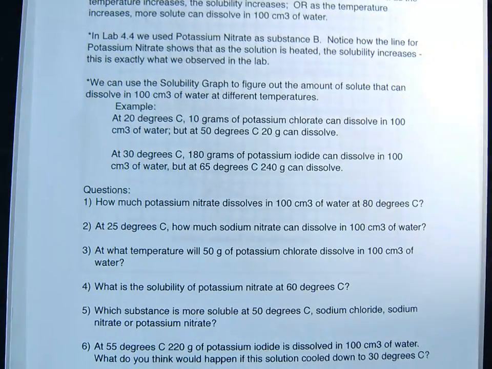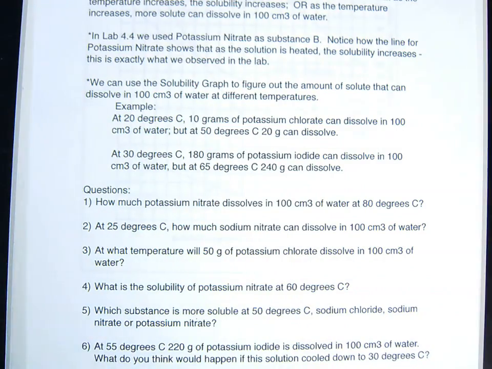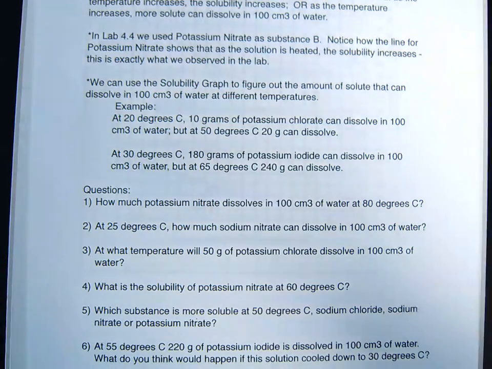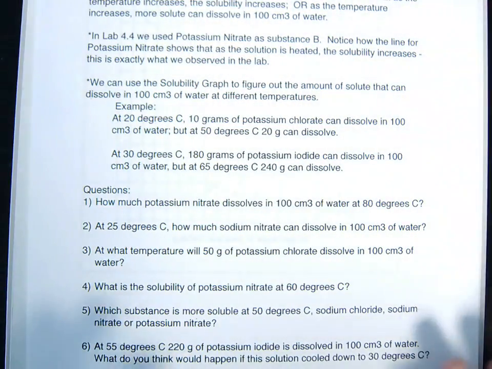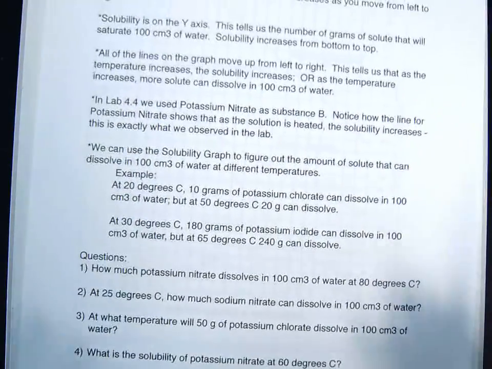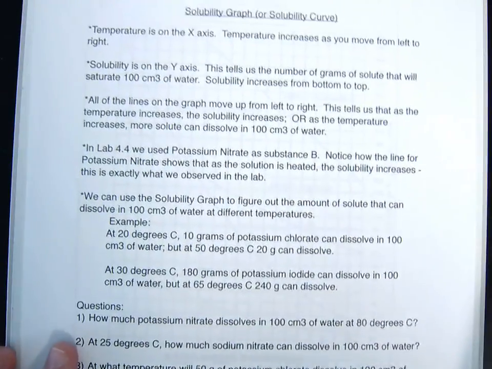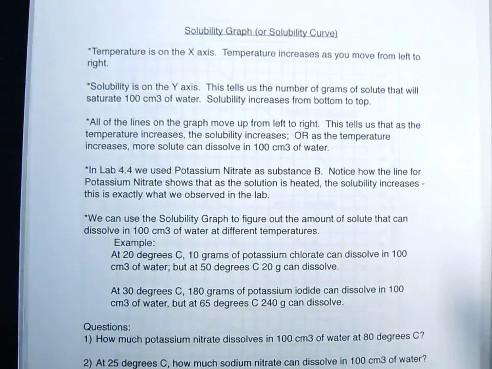Alright, so this is our lesson on solubility curves. If you missed it in class, or if you were confused when we were going through it in class, you can watch this video and hopefully it will clear some things up for you.